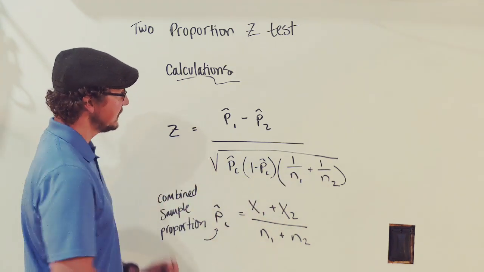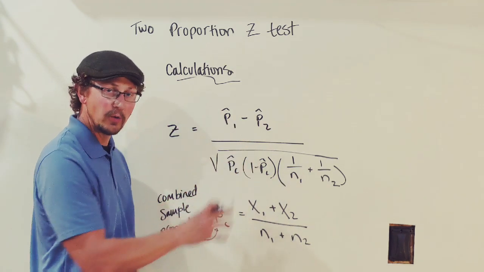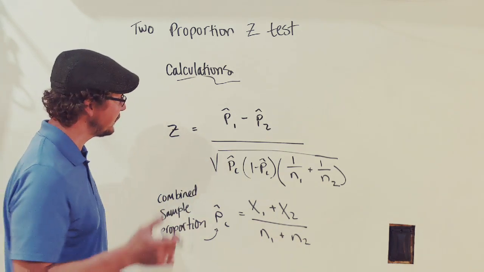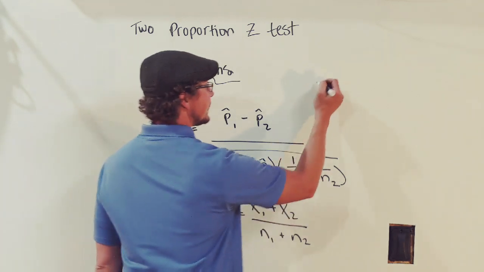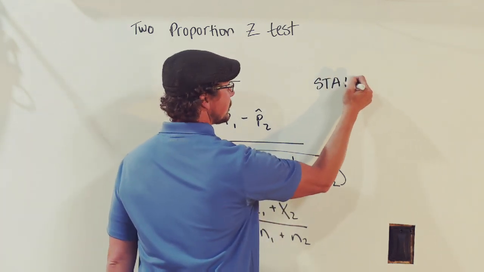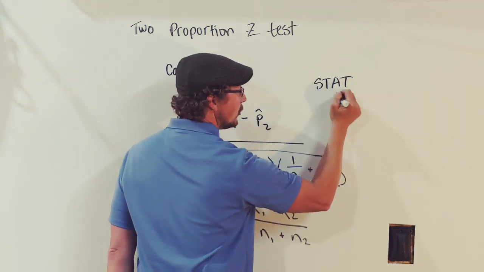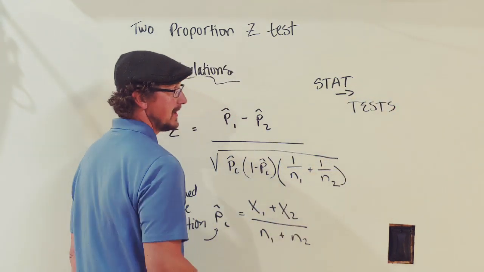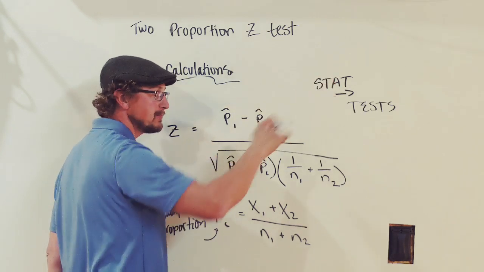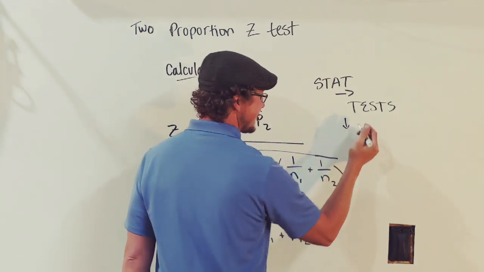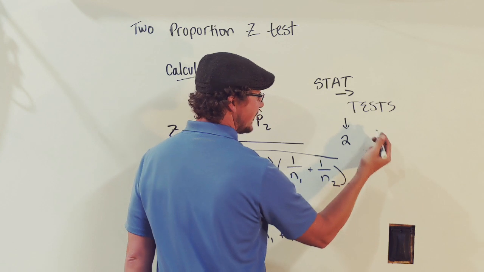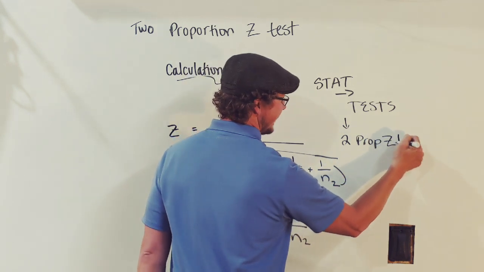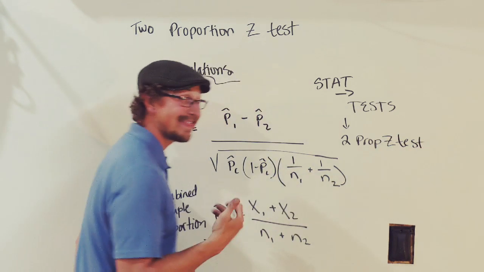So here's our calculation. This is what we show. We drop all the numbers in. But what we're going to do to actually figure out that z-score is we're going to hit our stat button. We're going to head on over to the tests menu. And from there, from that third menu over, we're going to go down until we find a two-proportion z-test. And that's what we're going to run.